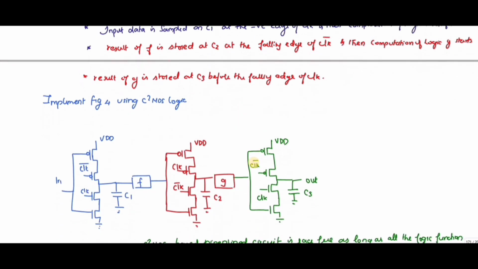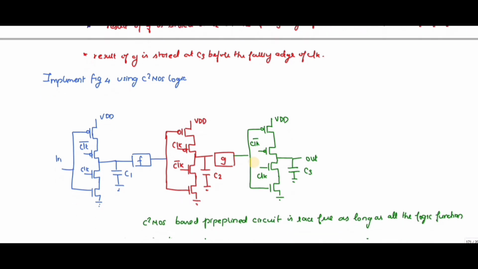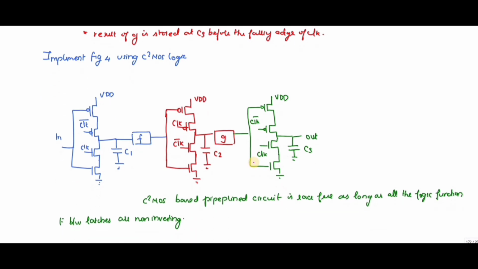Next we are going for C-square MOS logic. Here the latch-based pipeline circuit is also implemented using C square MOS logic.